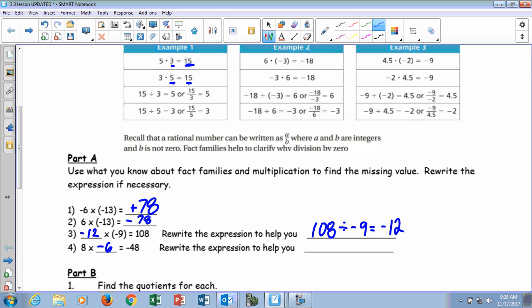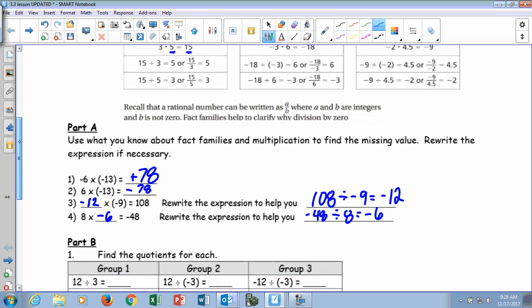So how can I write that sentence as a division sentence? Maria? Okay, -48 divided by 8 equals -6. You could even write it as -48 divided by -6 equals 8. Same thing, because these two would multiply to get this one. All right.